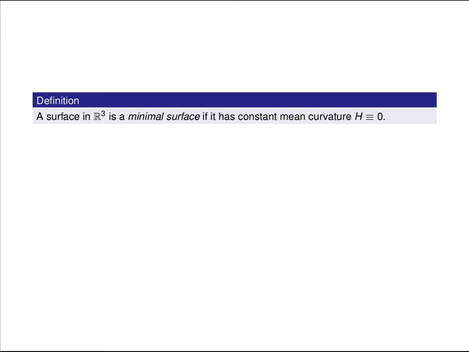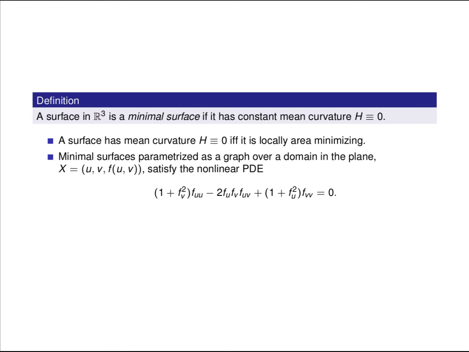A surface in R3 is a minimal surface if it has constant mean curvature H equal to 0. A surface has mean curvature 0 if and only if it is locally area minimizing. And minimal surfaces parameterized as a graph over a domain in the plane satisfy a nonlinear partial differential equation, although I won't be using that for my methods.